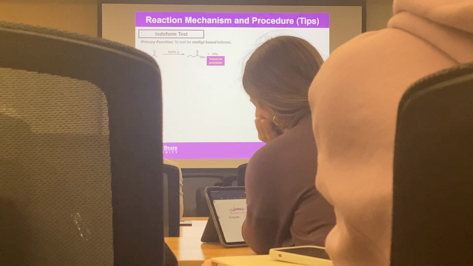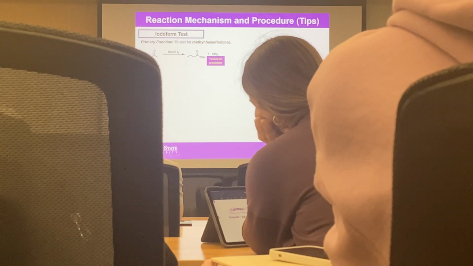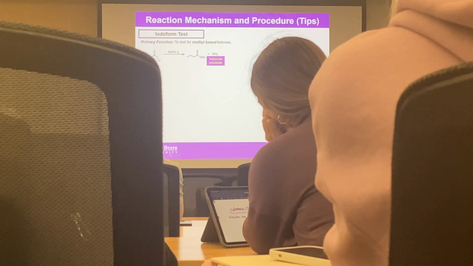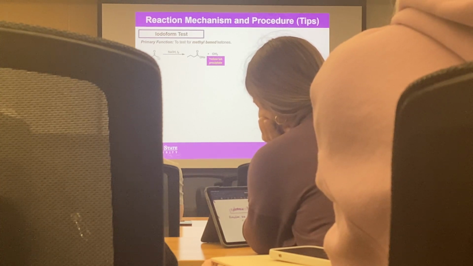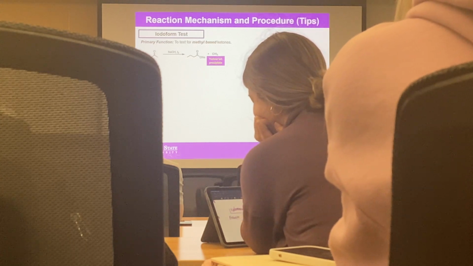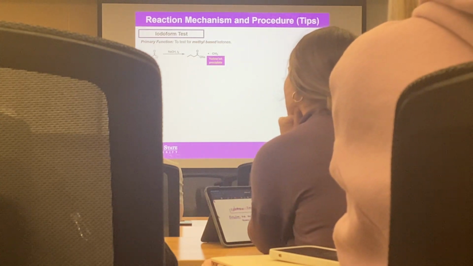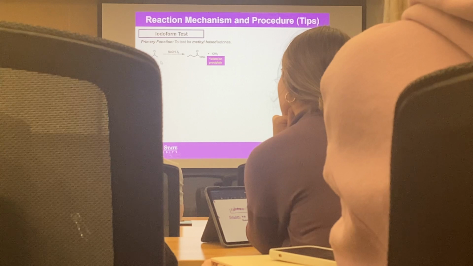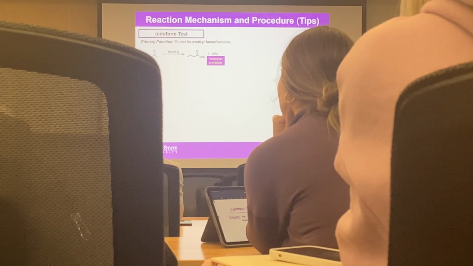A ketone is a functional group where you have this carbonyl attached to two carbons. That's a ketone. But one of those carbons is a methyl. See, this is a CH3 group there. That is a methyl ketone. The other side can be anything else. But as long as it has a CH3CO, this structure there, that's a methyl ketone. So if you have a methyl ketone, this iodoform test will be positive. But if it is not a methyl ketone, this test will be negative.